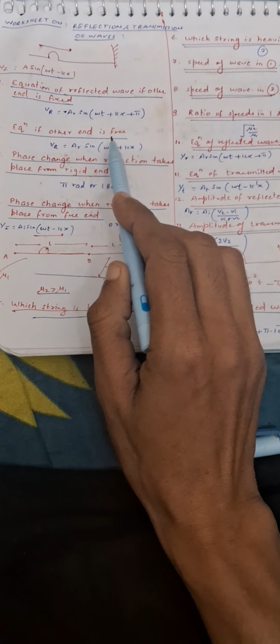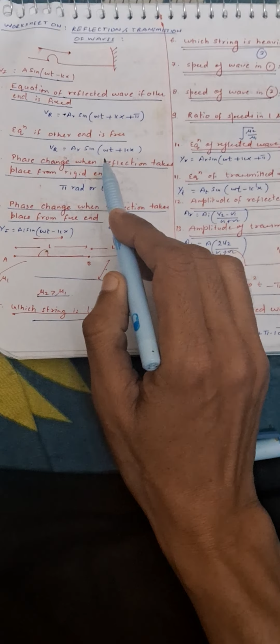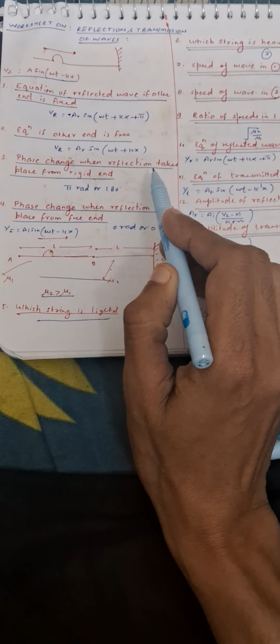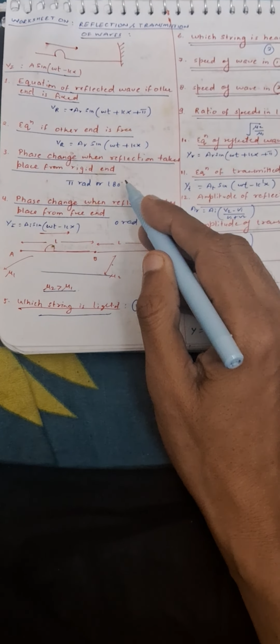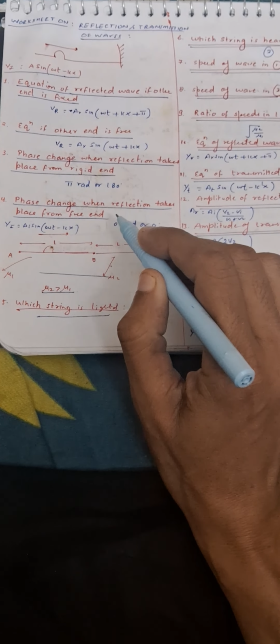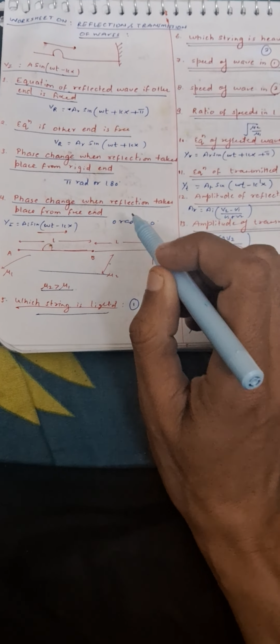Next is the equation if the other end is free. If the other end is free, there will be no change in phase, so the reflected equation will be A_R sin(ωt + kx). Next is the phase change when reflection takes place from a rigid end. When reflection takes place from a rigid end, the phase changes by 180 degrees. Next is the phase change when reflection takes place from a free end, so there is no phase change.